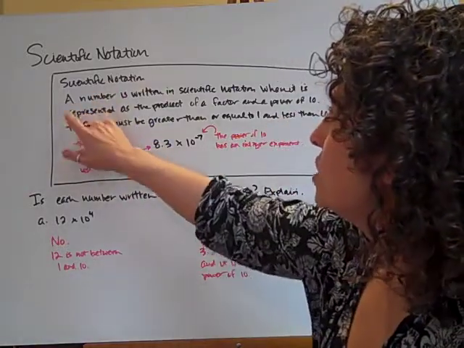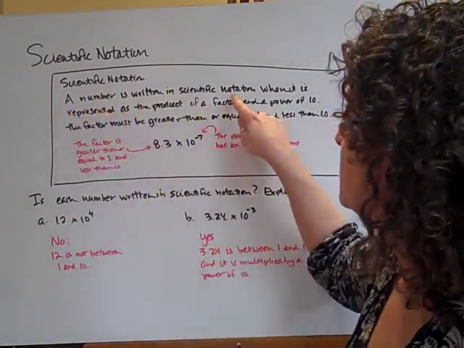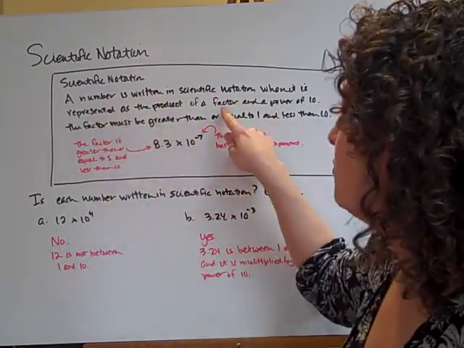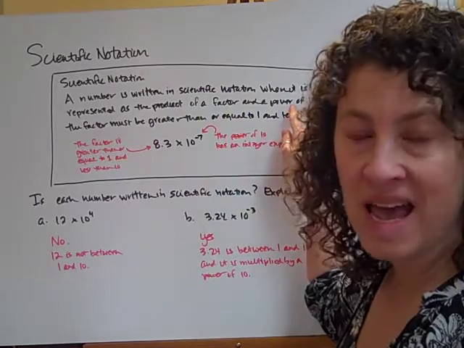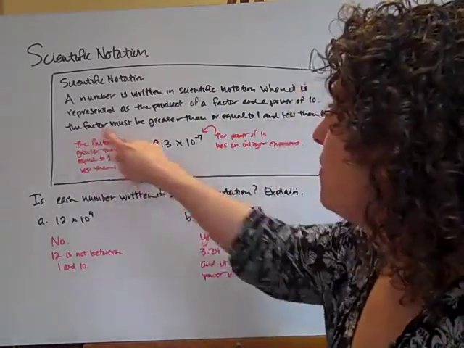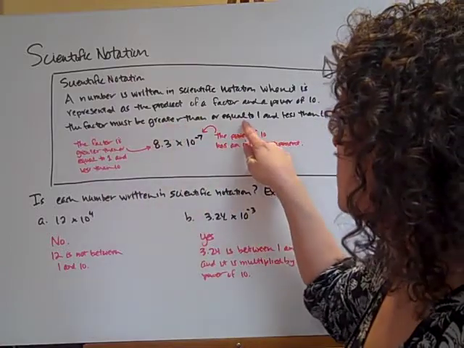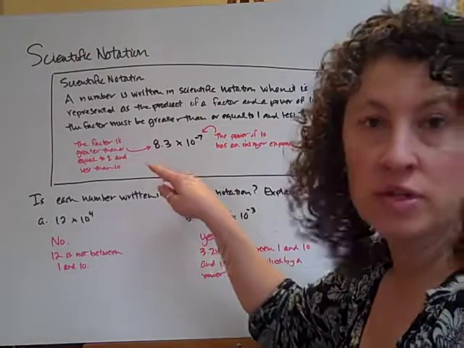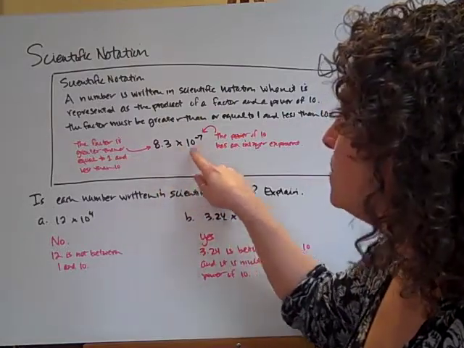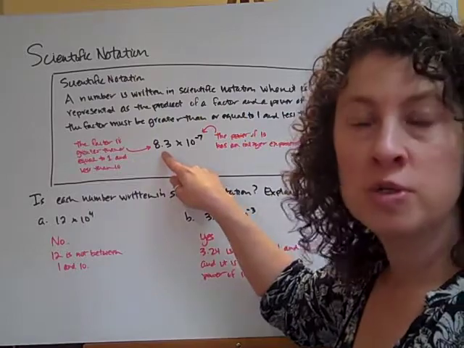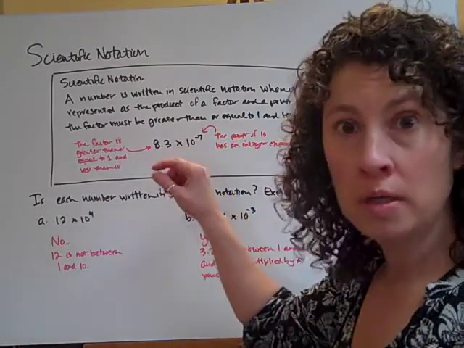So scientific notation, a number is written in scientific notation when it is represented as the product of a factor and a power of 10. So we're going to have two things that we're multiplying together. It's a product. The factor must be greater than or equal to 1 and less than 10. So let's take a look at a number in scientific notation. 8.3 times 10 to the negative 7th power. So you'll notice that the factor in front here is between 1 and 10. So it can be 1, but it can't be 10.